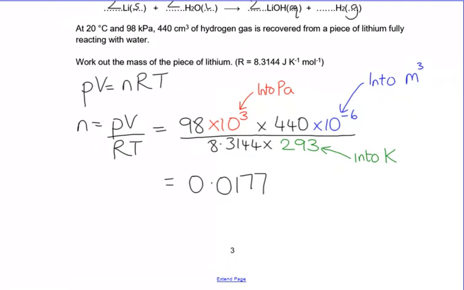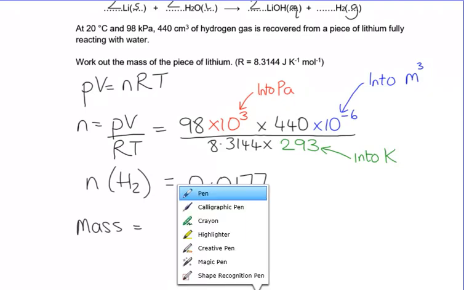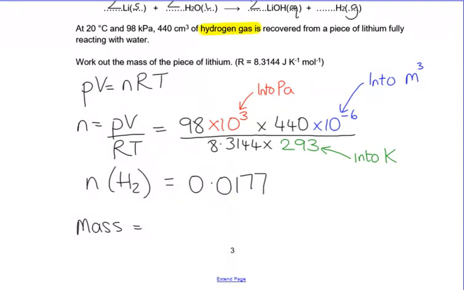Now that I've got the number of moles, I can do mass is Mr times moles. I can look up lithium in the periodic table. Lithium has a mass of just 6.9, but I can't go straight from there, can I? That's something we need to think about. This is the number of moles of hydrogen gas, because this was how much hydrogen was collected. I need to calculate the number of moles of lithium in order to be able to do the mass of lithium.